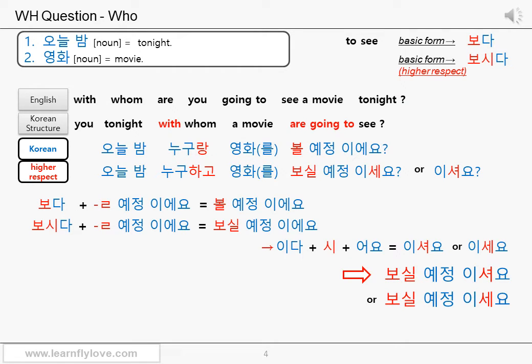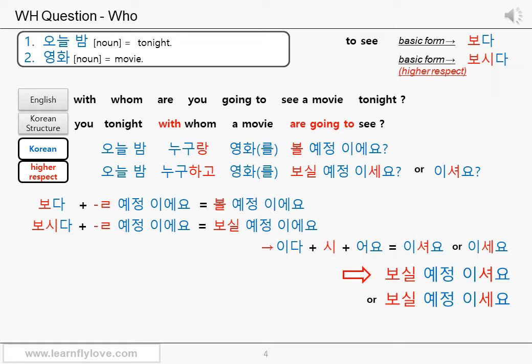A movie. You can add a particle 를 because it's an object, but you can also omit the particle. It might sound more natural in a real-life conversation. It seems we don't need to use this object particle at all because it always sounds better without it. But let's keep using it since you're still beginners. Movie is 영화, 영화를, or just 영화 would be fine too.